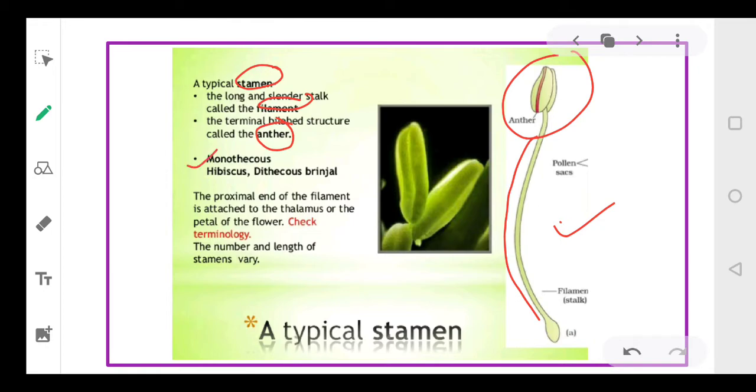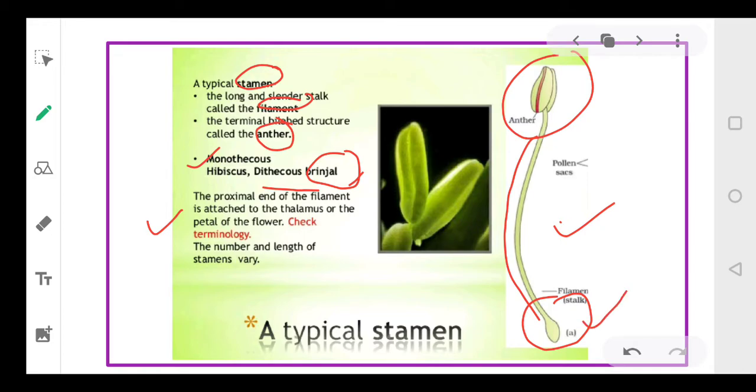If there is a single theca, then we call it monothecous, and if it bears two thecas, then it is called dithecous. For example, your brinjal is dithecous while hibiscus is monothecous. The proximal end of the filament is attached to the thalamus. Okay everyone, this portion is attached to the thalamus.